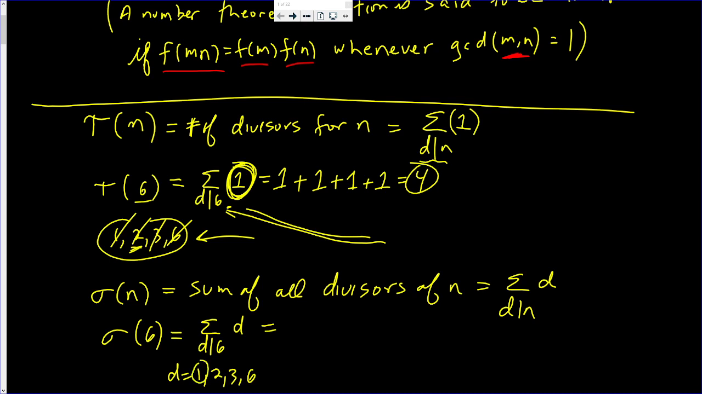So when d is 1, that's 1. Okay? Summation, add. When d is 2, that's 2. Okay? It is what it is. When d is 3, that's 3. And lastly, when d is 6, d is 6. So we add these up, and if I do my math correctly, we get 12. Sigma of 6 is 12.